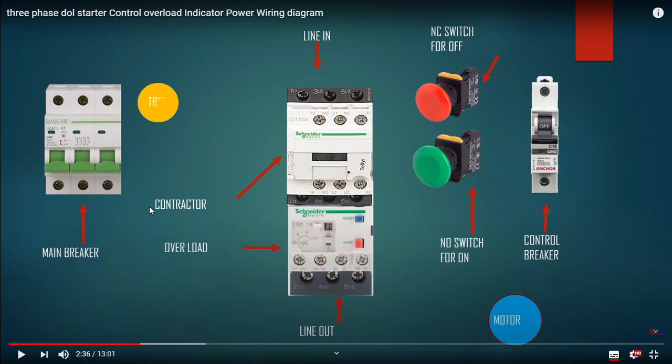Okay, given these components of electrical starter motor control, this one is the breaker control. This is NO, normally open switch, and this one is NC, switch for off. So this red button is for switch off or for stop, and this green button is normally open, to switch on the contactor.